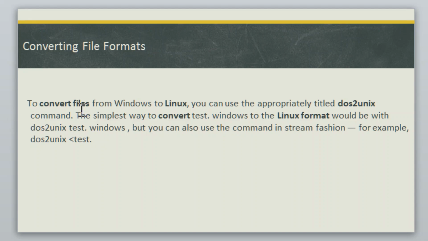To convert files from Windows to Linux, you can use the appropriately titled dos2unix command. The simplest way to convert test.windows to the Linux format would be with dos2unix test.windows. But you can also use the command in stream fashion. For example, dos2unix > test.